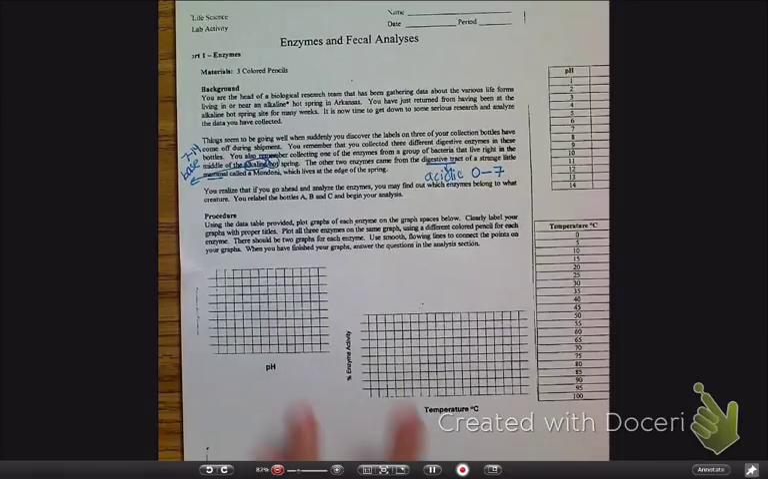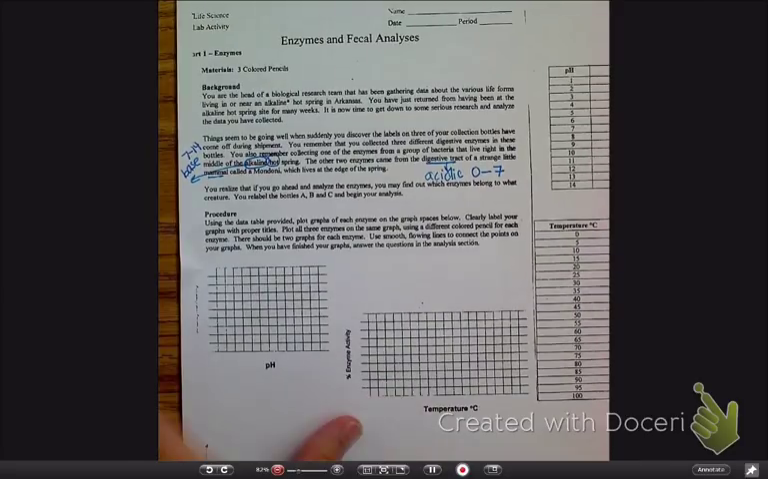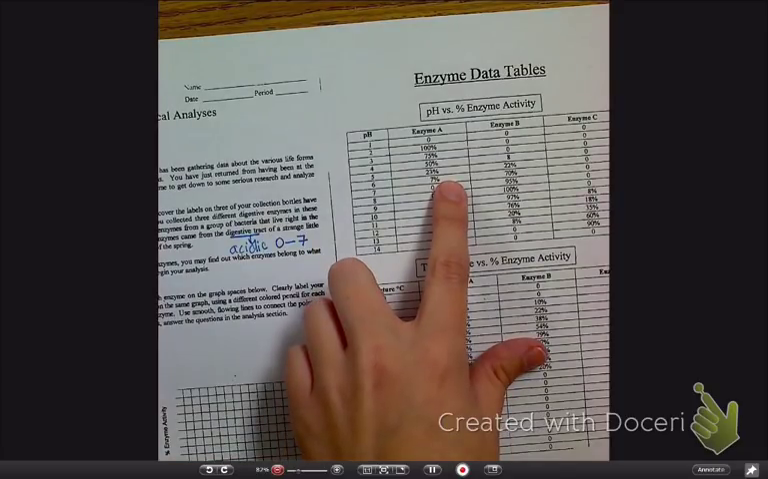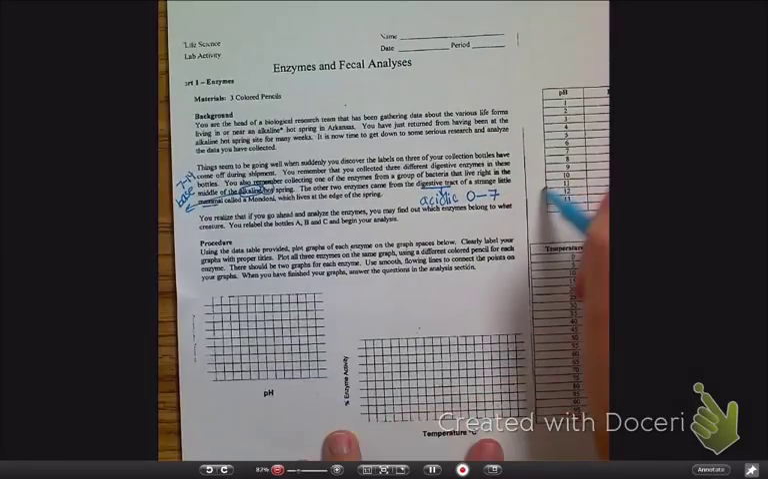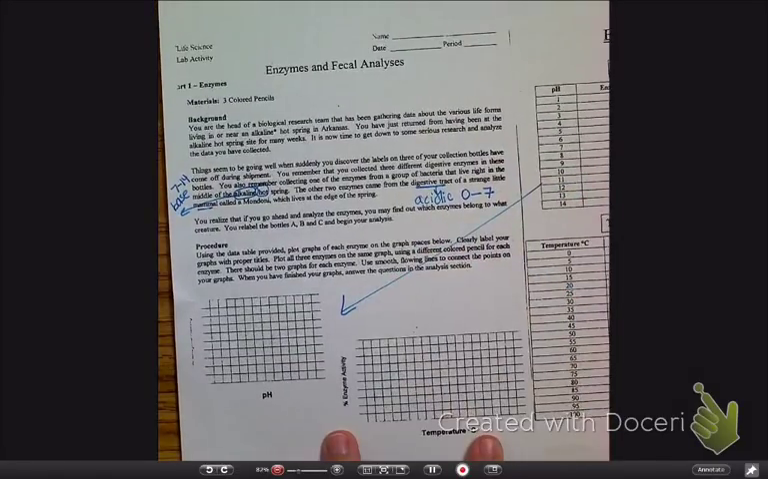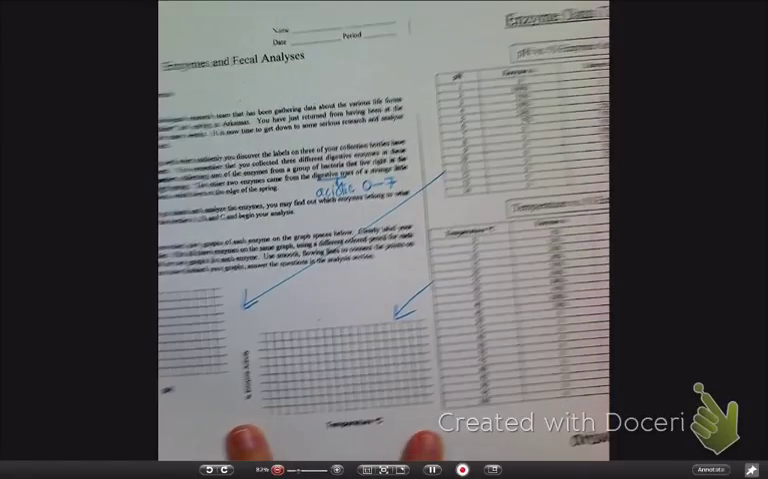Now, here's your job. You're going to take these 2 graphs right here. There's a pH graph, there's a temperature graph, and don't forget to title them, but you're going to take all of this data here and you're going to graph it on these 2 graphs. So the pH versus enzyme activity, all of that data is going to go on this graph here. The temperature versus enzyme activity data is going to go here. And you can graph them directly on here.